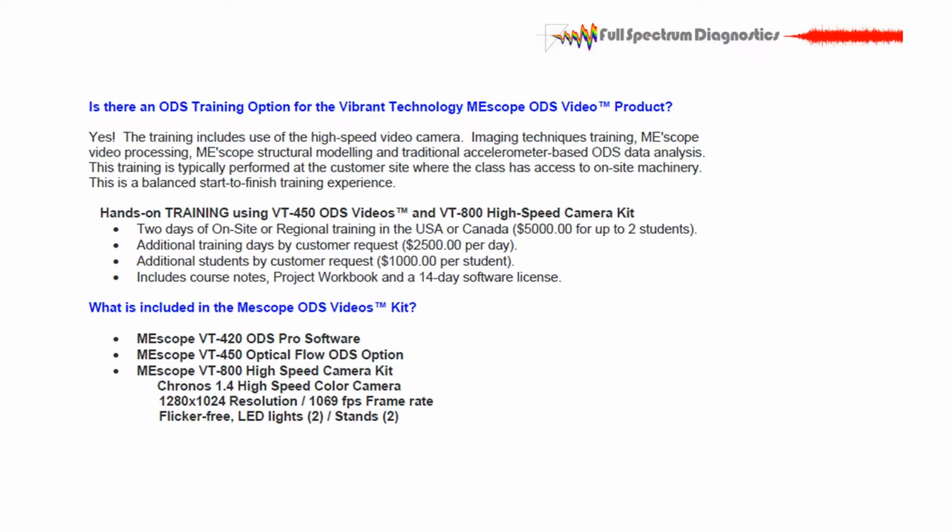You can speed it up, slow it down. You can use less resolution to get more frames, and there's little games you can play, but typically the 1280 by 1024 and the 1000 frames per second is a pretty good rate to get the best results. And you get lighting, you get the flicker-free lighting, LEDs, stands, all that. And I've come to the end of my rope.